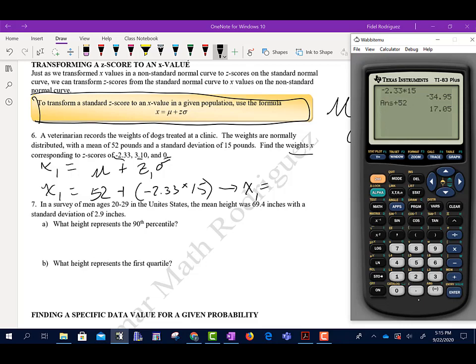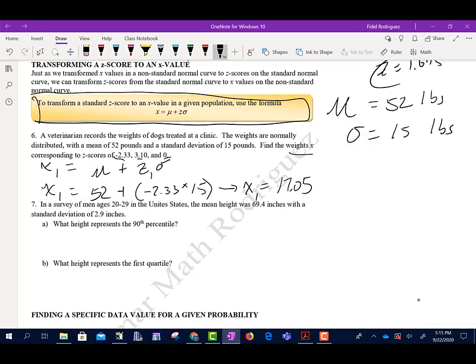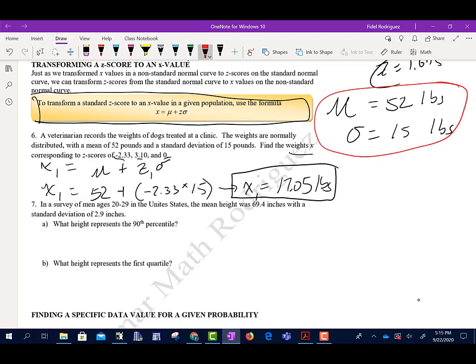Okay. So this particular dog weighs 17.05 pounds, right? I want you to think about this dog. The average weight of the dogs was 52 pounds with a standard deviation of 15. So if you think about that for a little bit, 52 pounds would be in the middle. If we subtract 15, that would be one deviation away. And if we subtract 15 again, that'd be another deviation away. And if we subtract 15 again, that'd be another deviation away.